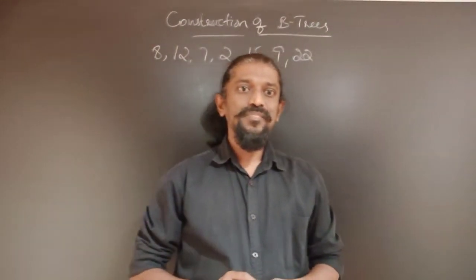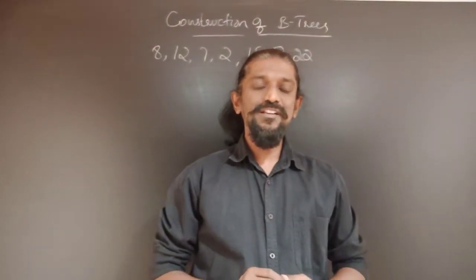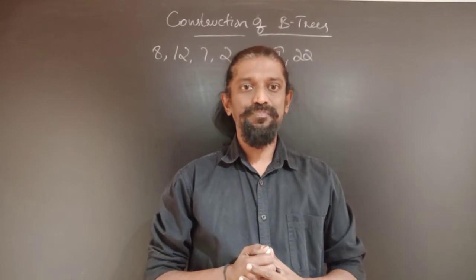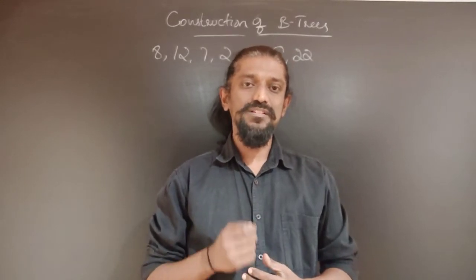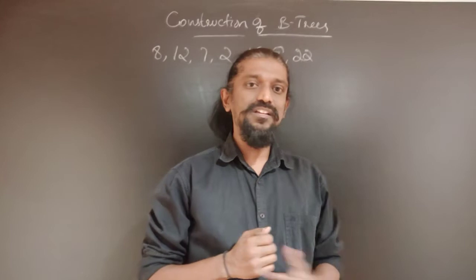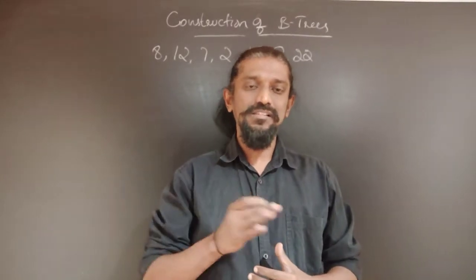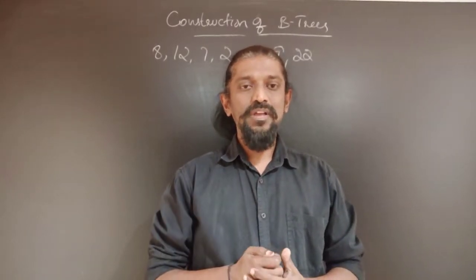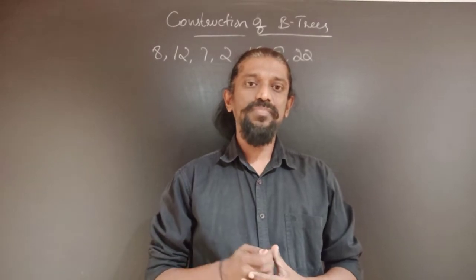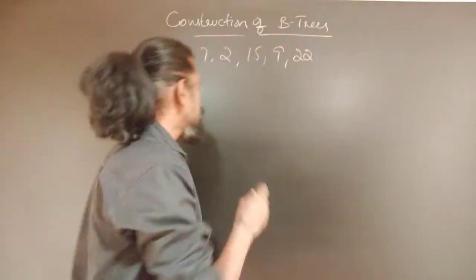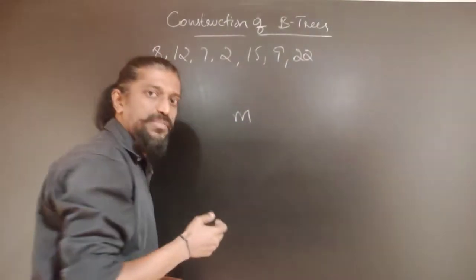Hello everybody. In this video, let us see the different ways in which we can construct a B tree. We have already discussed one way in which we can construct a B tree. Anyways, we will recall that here for the sake of understanding the other ways in which we can construct a B tree. So the B tree which we constructed, a B tree node consisted of m number of keys, where m is the order of the B tree.